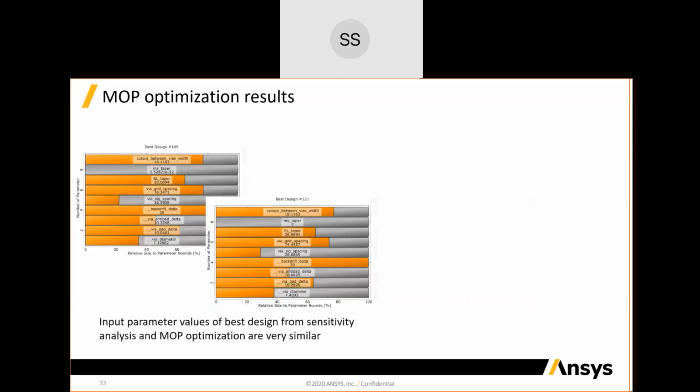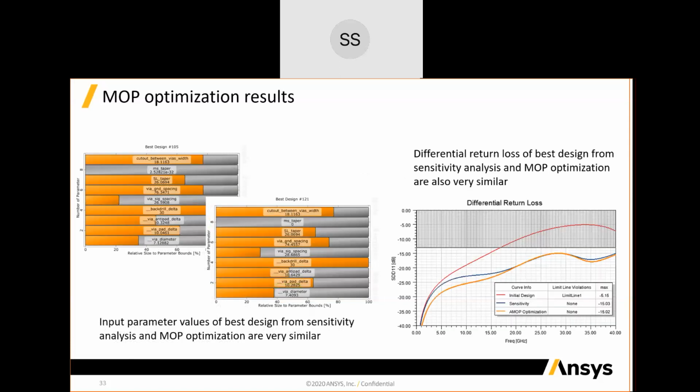Looking at the details of that design, we're seeing that it's actually really close to the best design that was evaluated during the sensitivity analysis. And because those designs are so similar, the return loss also behaves very similarly when we're looking at the orange trace here compared to the blue trace that was previously evaluated by the sensitivity analysis.